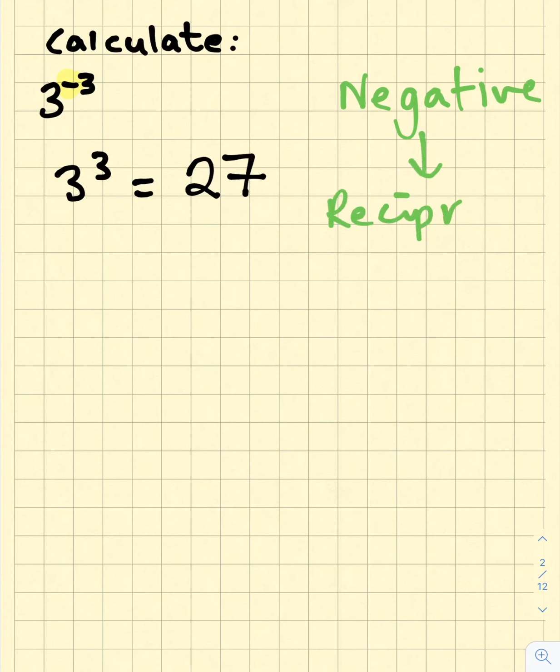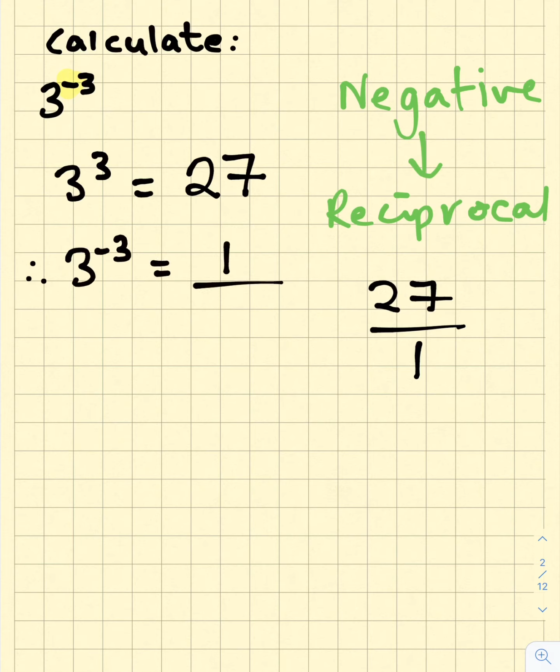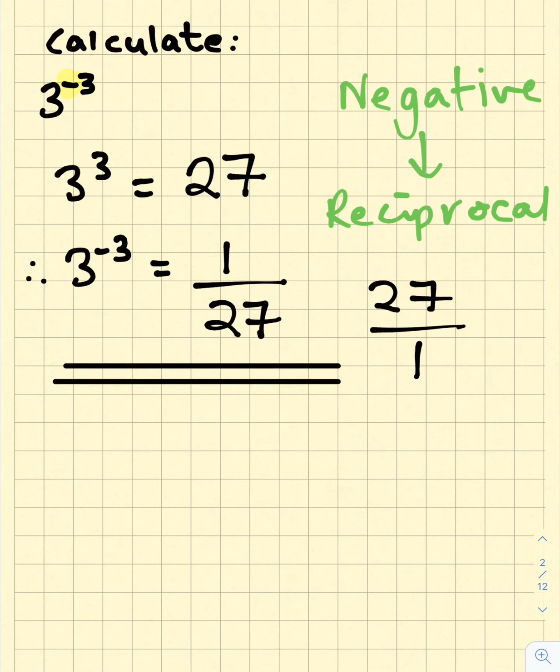So the reciprocal of 27, well, as we know, we can write 27 as 27 over 1. So the reciprocal would be, in fact, 1 over 27. So therefore, 3 to the power of negative 3 would be 1 over 27. And we can double underline our answer there to commit to that. So why did we get 1 over 27?